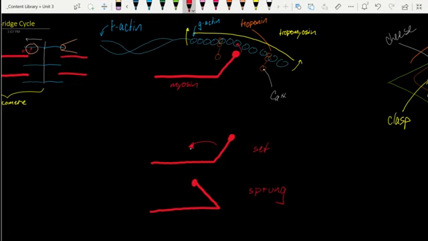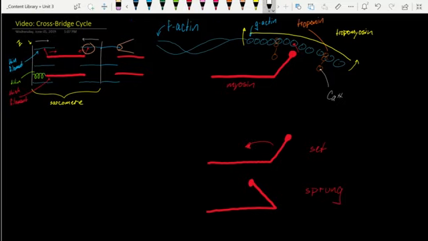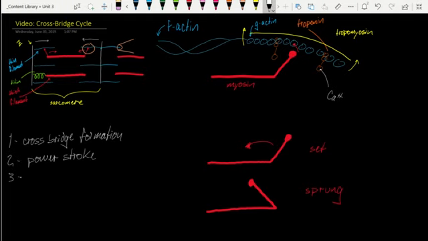Now that we understand the basics of how myosin works and its ability to bind to F-actin, let's now explore the Crossbridge cycle. The Crossbridge cycle can be broken down into 4 steps. The first is called Crossbridge formation. The second is called the power stroke. The third is a step called release. And the fourth is what we call recovery. Now let's go through these one by one.